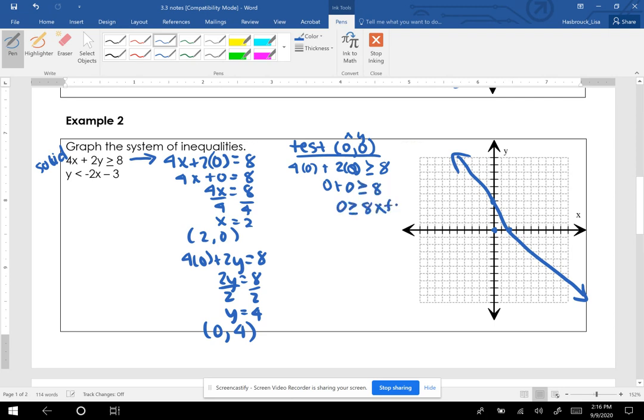This is not true. So instead of shading on this bottom portion where my test point was at, I shade on the opposite side of my line. I'm going to shade on the upper portion.